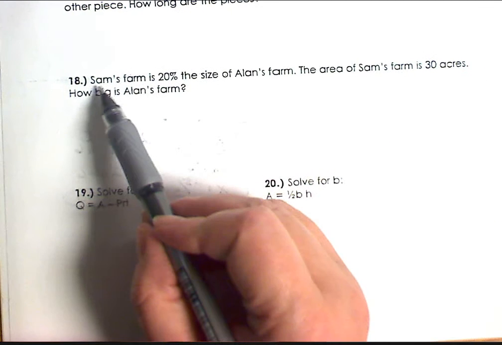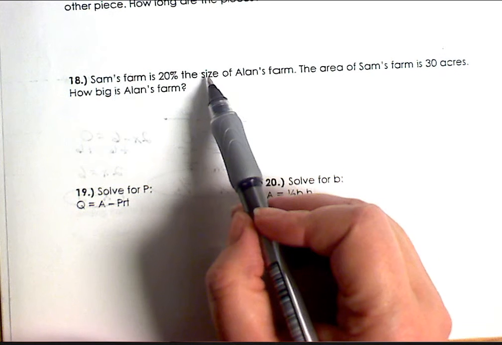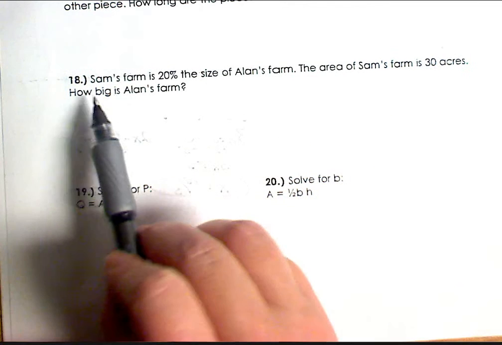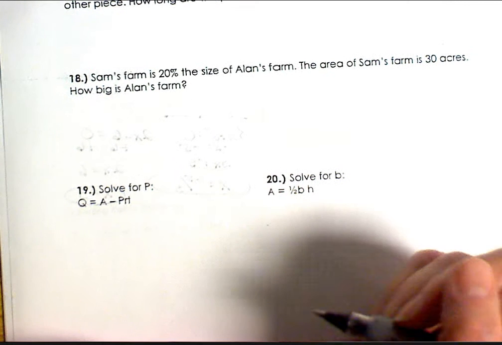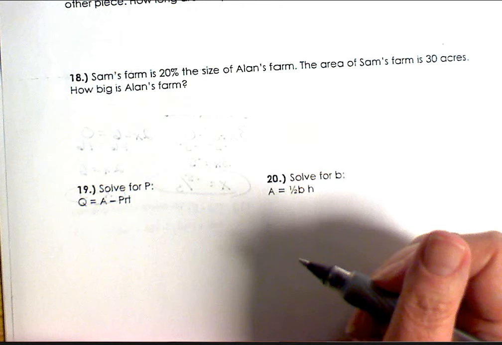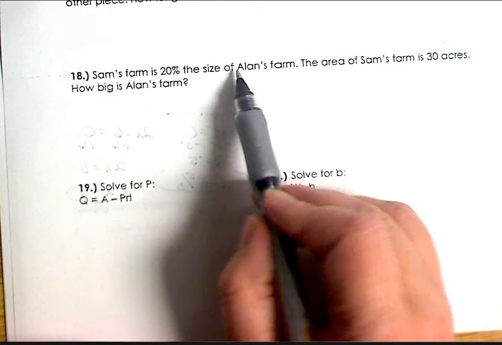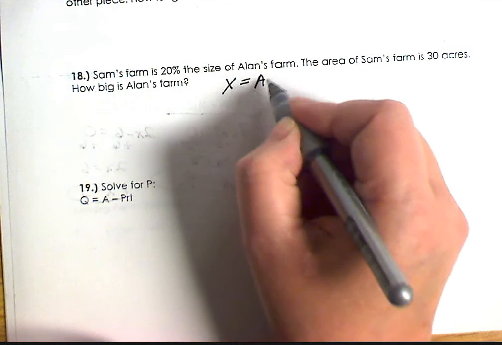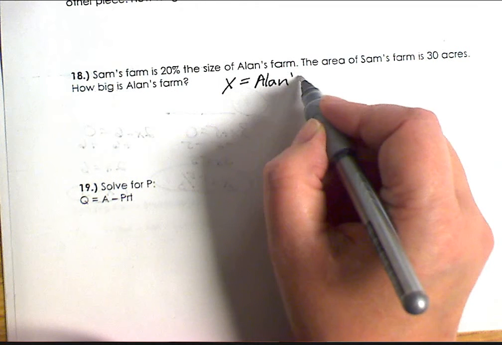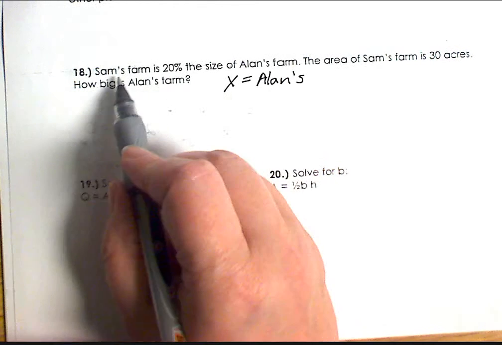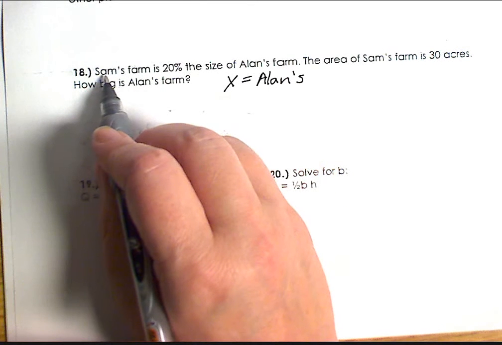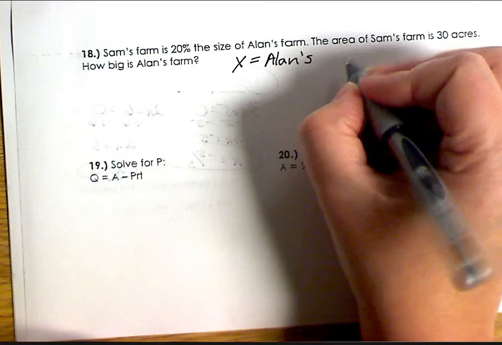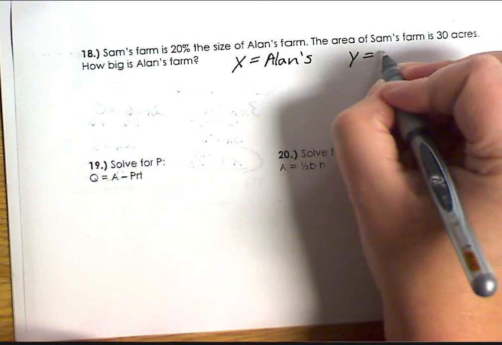We have: Sam's farm is 20% the size of Alan's farm. The area of Sam's farm is 30 acres. How big is Alan's farm? All right. So we are looking for Alan's farm, so we're going to call x equals Alan's farm. Now, it really doesn't matter what letters you call them, but you just have to be consistent throughout. So Sam's farm, you could also even call it A and S if you wanted to, but I'm used to doing y's and x's. So y will be Sam's farm.